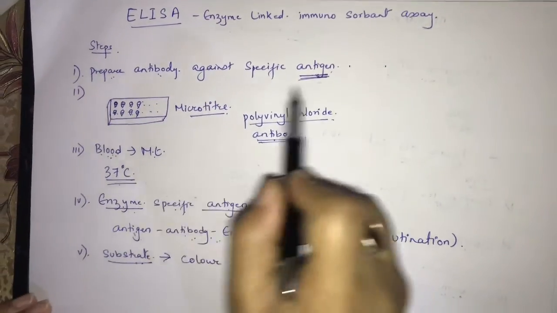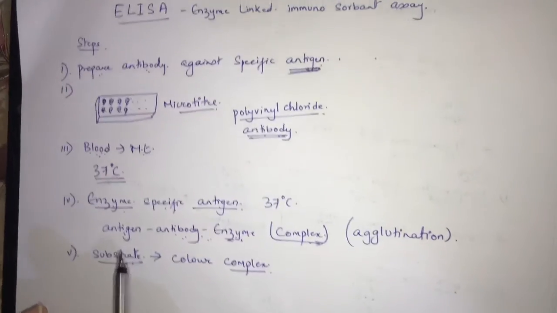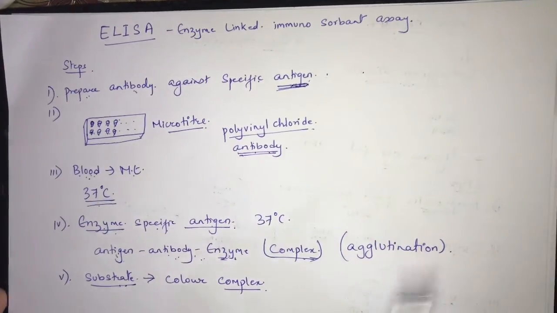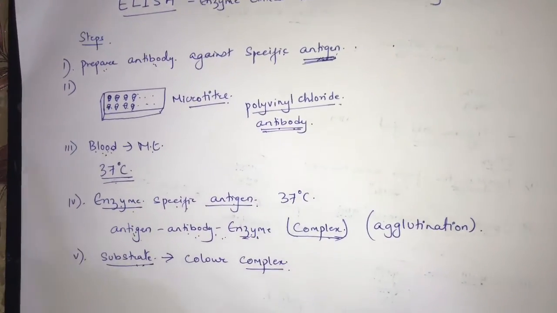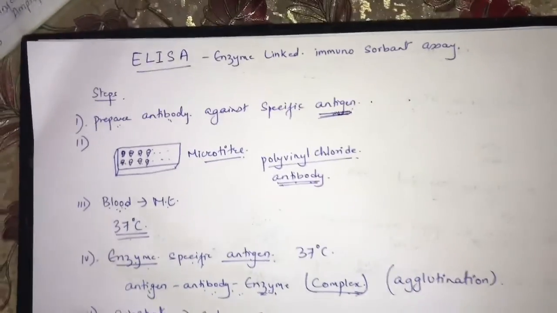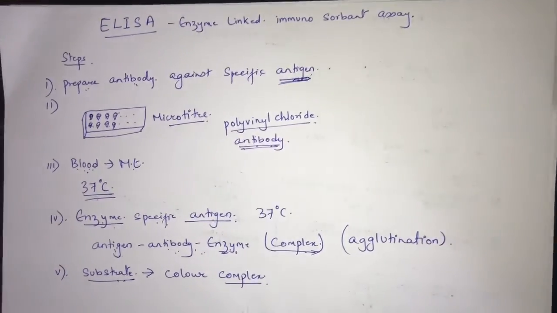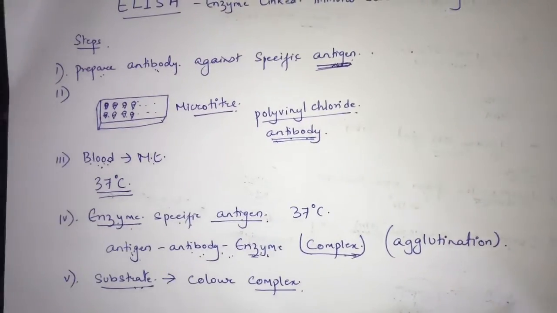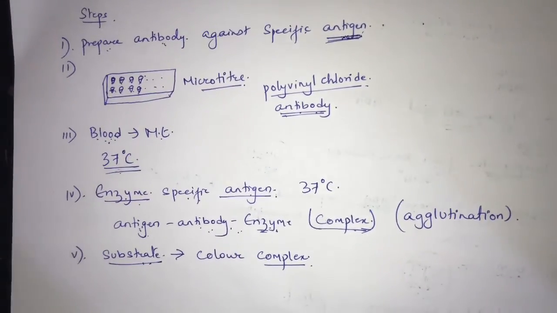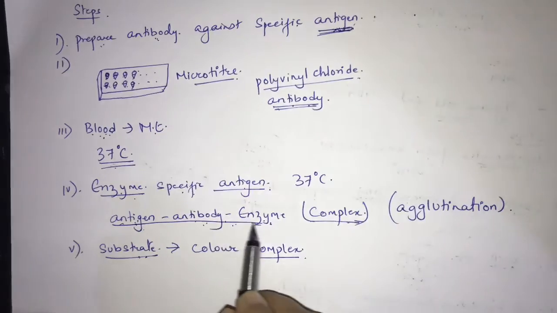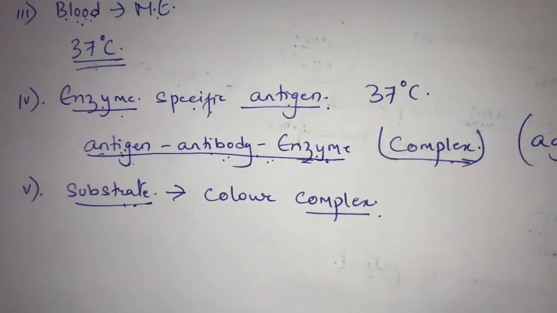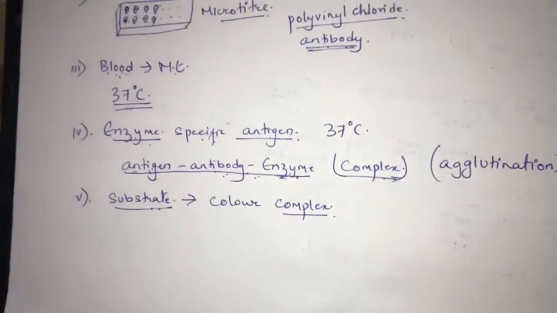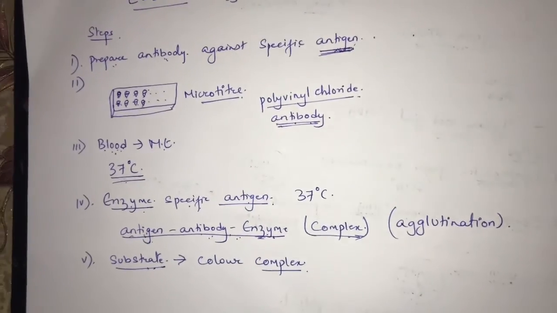But if whatever we have suspected, the antibody which we have prepared for that antigen, does not form the complex, then we can say that the person is not suffering from that particular disease, it is some other disease. So this way it is detected. If this antigen antibody enzyme complex is formed, then our suspicion is true, our diagnosis is true. So this is all about ELISA.